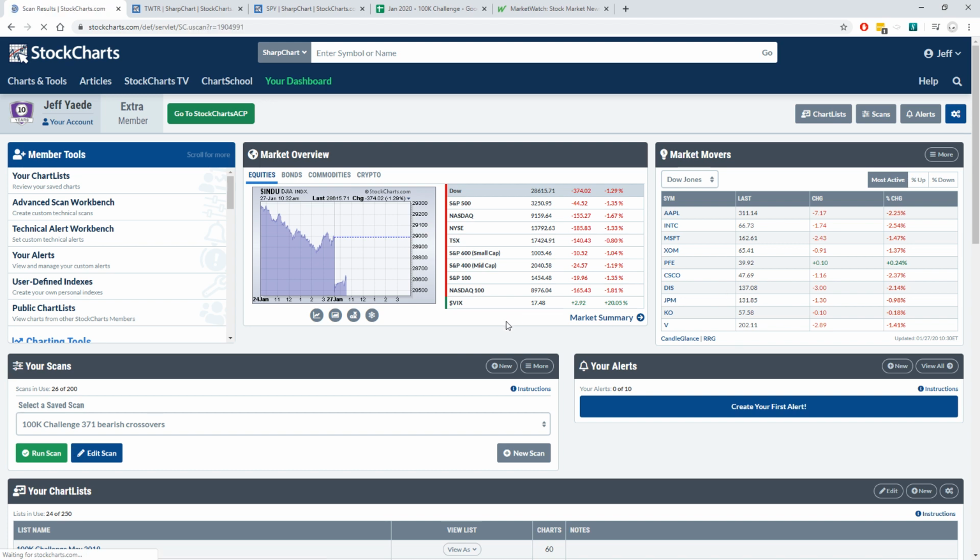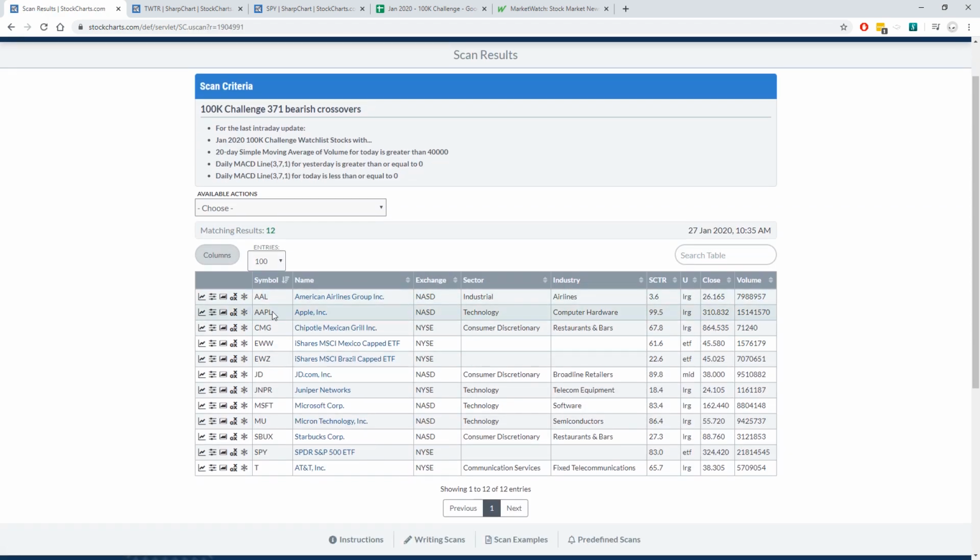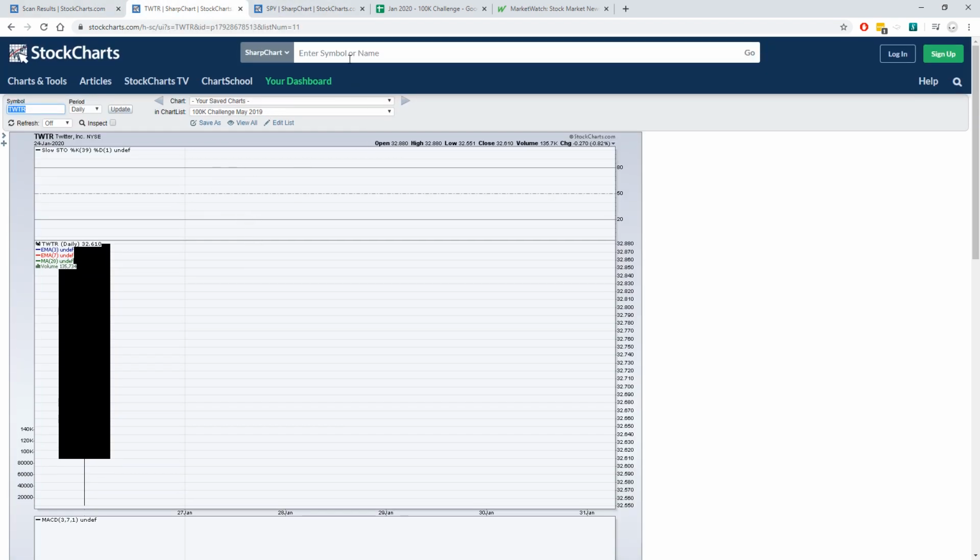As far as crossovers go, we have a lot on the board: American Airlines, Apple, Chipotle, EWW, EWZ, JD, Juniper, Microsoft, Micron, Starbucks. You'll notice a lot of these stocks haven't had downside crossovers for a while. Apple and Microsoft, it's been a long time since they had downside crossovers. Even JD, Starbucks. Now, none of these are confirmed signals this morning.